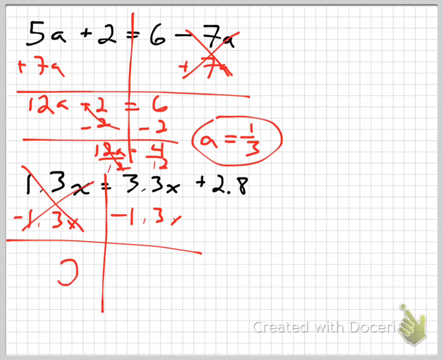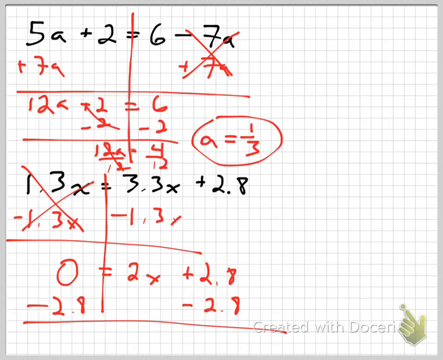They're gone. That leaves me with a 0 on this side, and that leaves me with a 2x over here plus 2.8, right? Does that make sense? Do you follow what I just did there? Minus 2.8, minus 2.8. What is 0 minus 2.8? Minus 2.8 equals 2x, divide by 2, divide by 2. X equals, what is negative 2.8 divided by a positive 2? Negative 1.4.